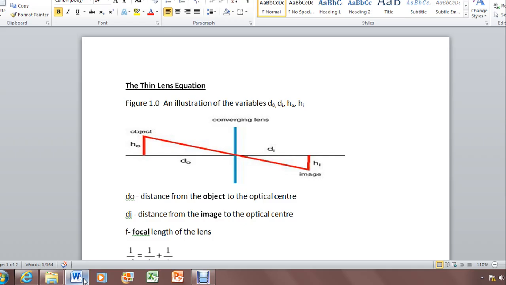Okay, good evening everyone. Tonight we're going to learn about the thin lens equation, and we're going to talk a little bit first about the variables that are involved in order to understand a little bit more.